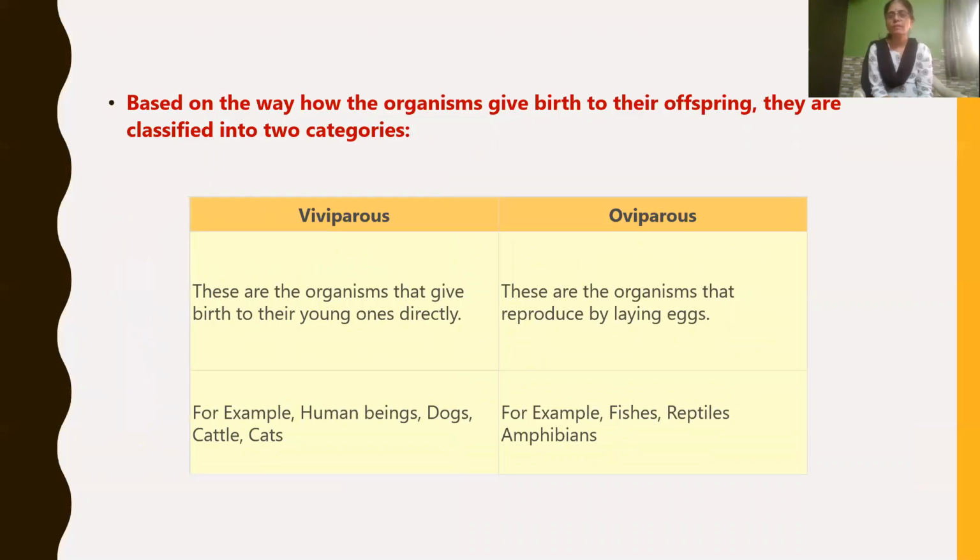In the same way, we learned about the differences between viviparous animals and oviparous animals. Viviparous animals are organisms that give birth to young ones directly. Oviparous animals are organisms that reproduce by laying eggs. Examples of viviparous animals we have learned are human beings, dogs, cows, cats, etc. Examples of oviparous animals are fishes, reptiles and amphibians.